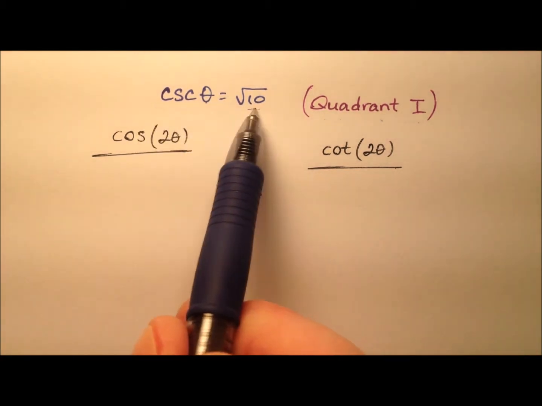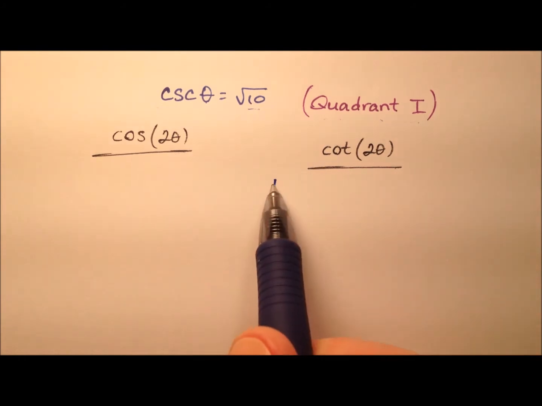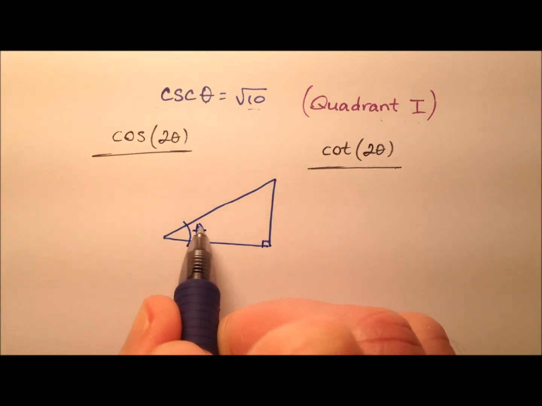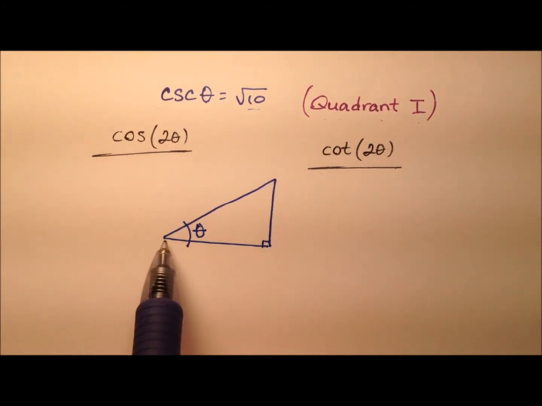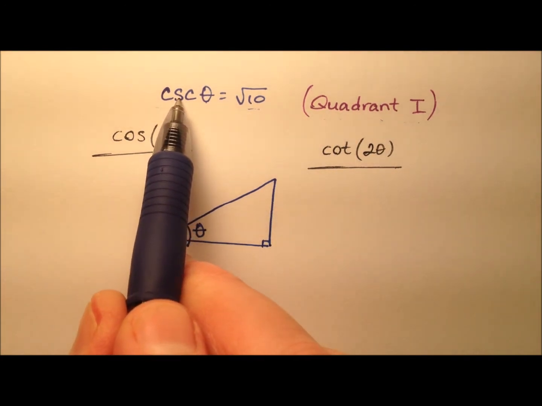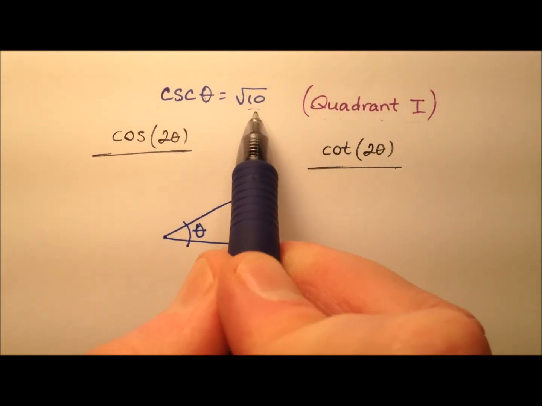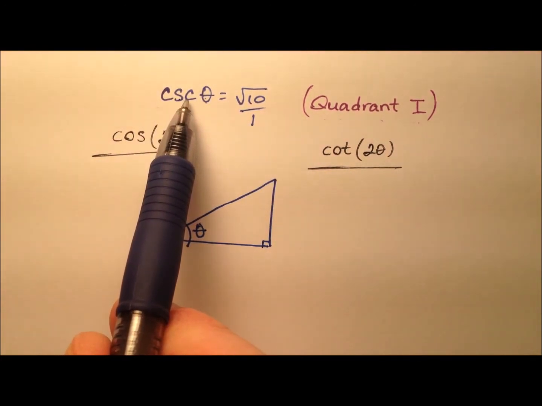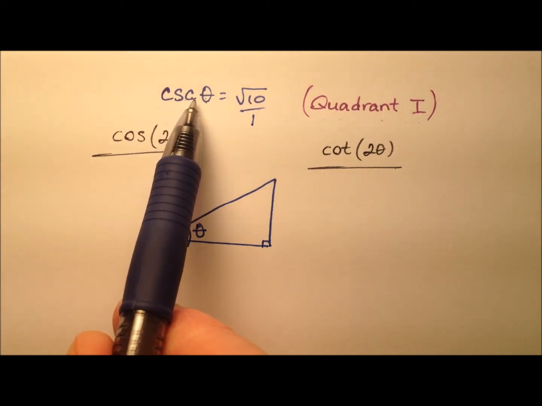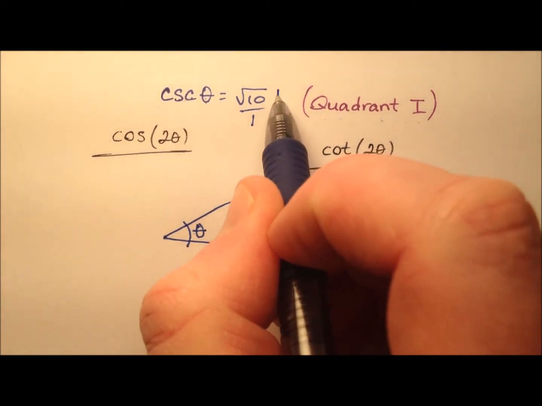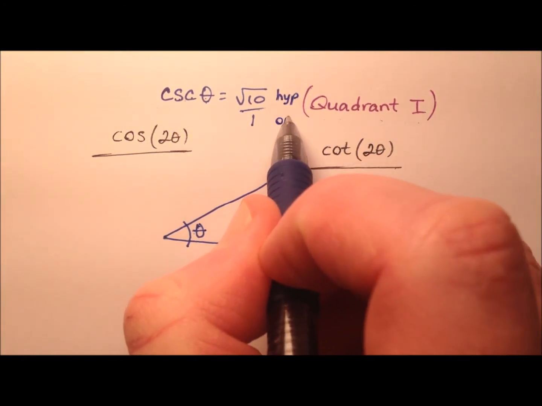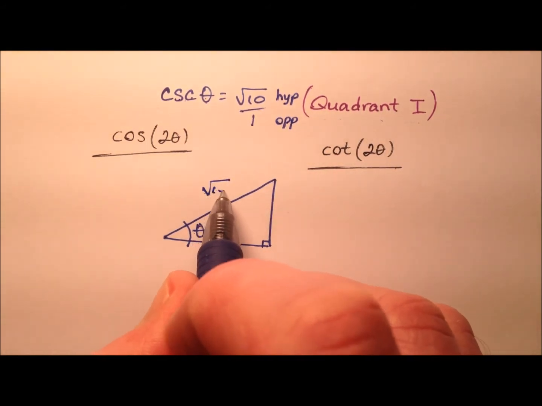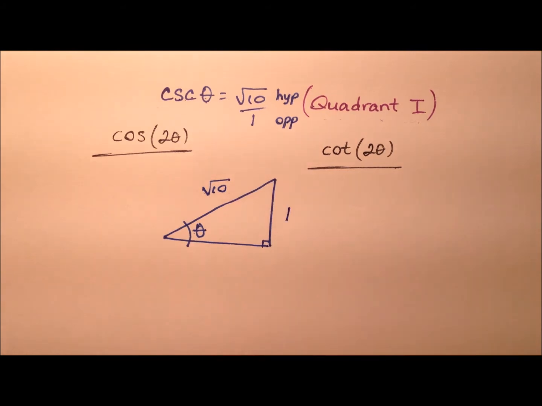Alright, so the first thing we need to do with this angle theta is to go ahead and build ourselves a nice reference triangle. It'll be a right triangle, and we'll put theta down here as one of these acute angles in the lower corner. And so we know the cosecant of theta is the square root of 10, or the square root of 10 over 1. And so cosecant is actually going to be the reciprocal function for sine. So sine we know is opposite over hypotenuse. So the reciprocal will then be the hypotenuse over the opposite. So what we can say then is the hypotenuse is the square root of 10 and the opposite is 1.